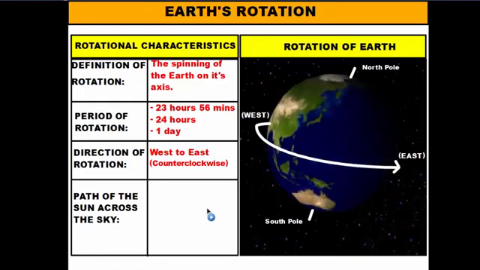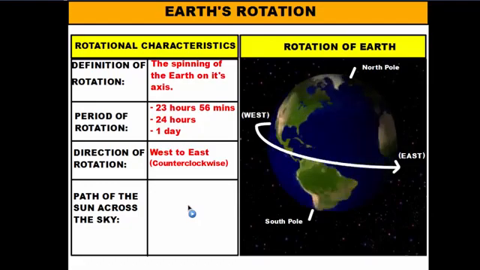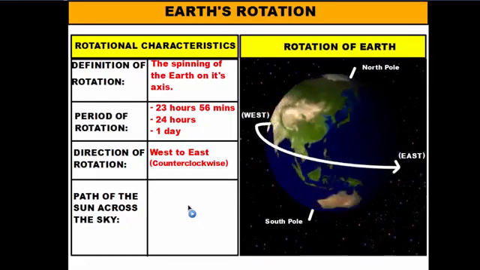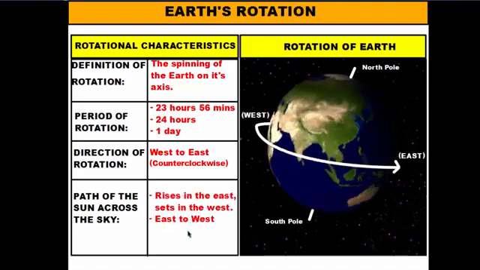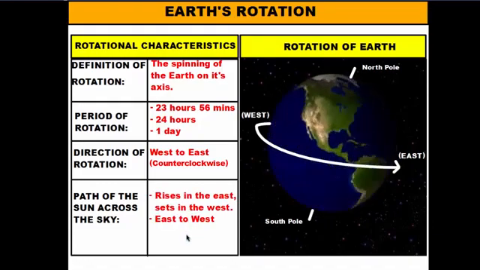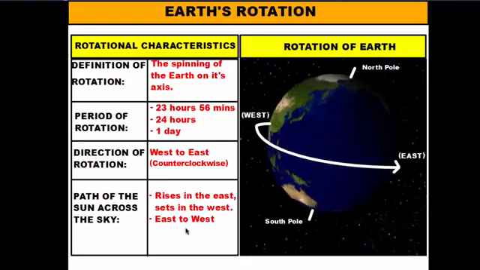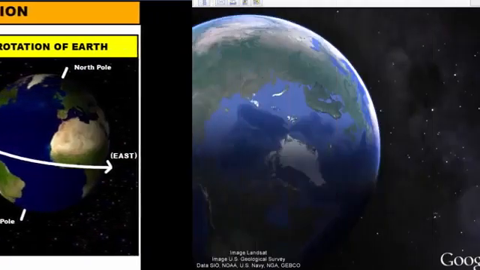Now, the rotation of the Earth is going to affect the path of the sun across the sky, and that affects where the sun rises and the sun sets. So because of this counterclockwise west to east rotation, our sun is always going to rise in the east and then set in the west. Let's take a peek at how that looks on Google Earth.